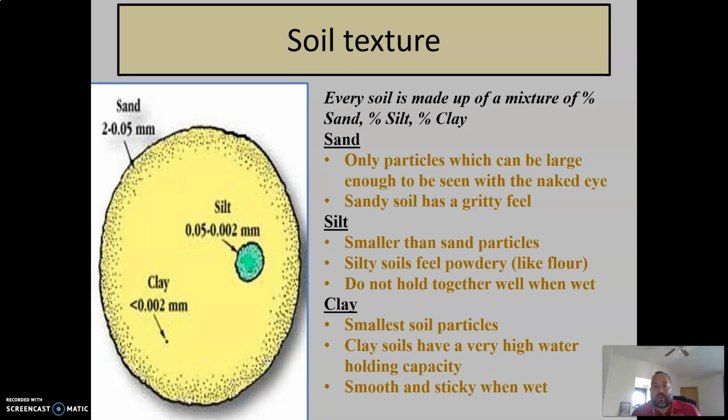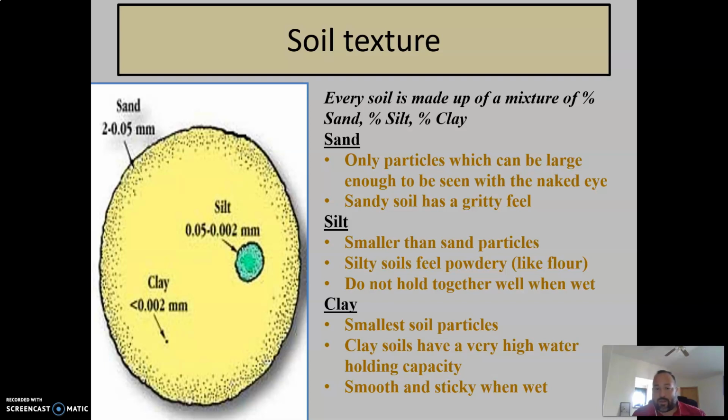So in terms of our soil texture, the one thing to really understand with soil texture is that every soil is made up of a mixture of sand, silt, and clay. So sand, of these three particles, sand is the only one that's large enough for us to actually see. So just think of like going to the beach and just the idea of sand. So that's, of these three type particles that make up every soil, that's the biggest one.